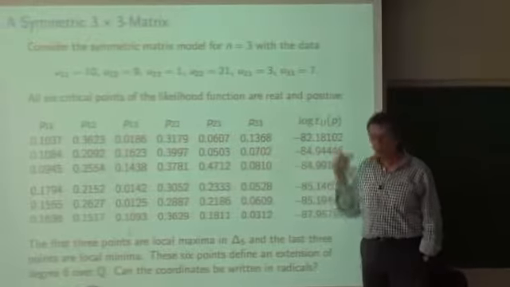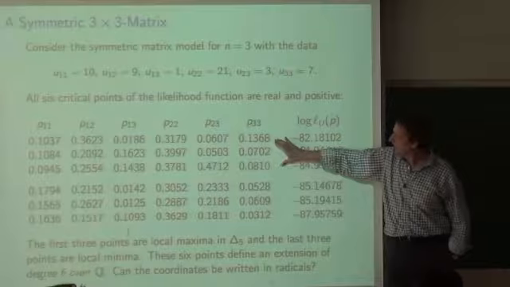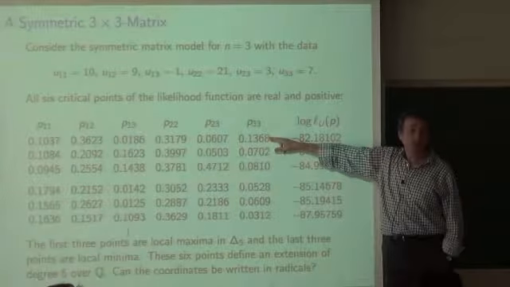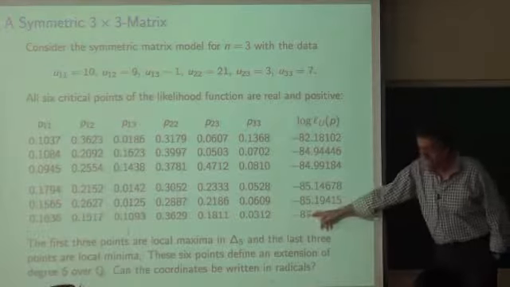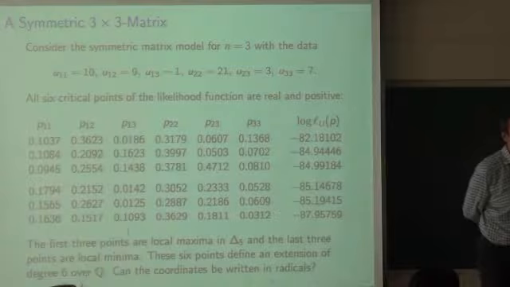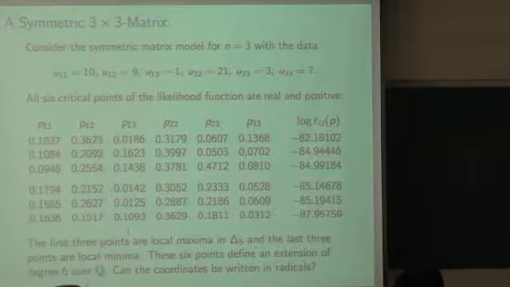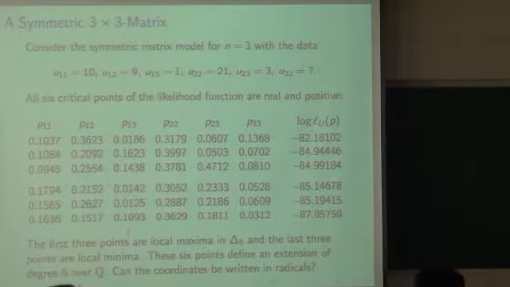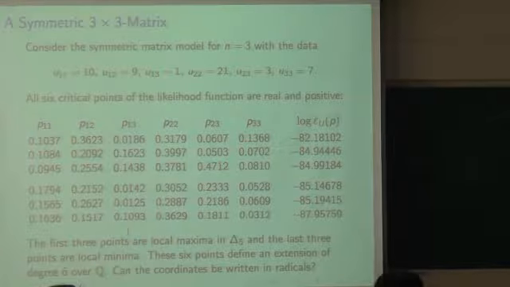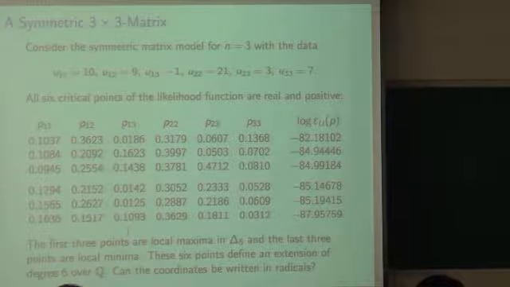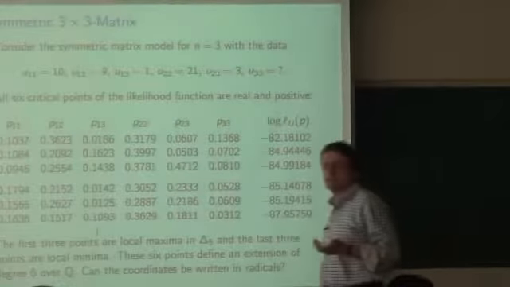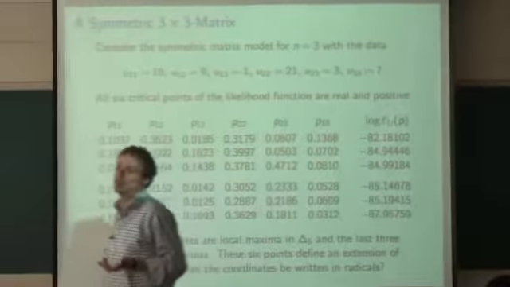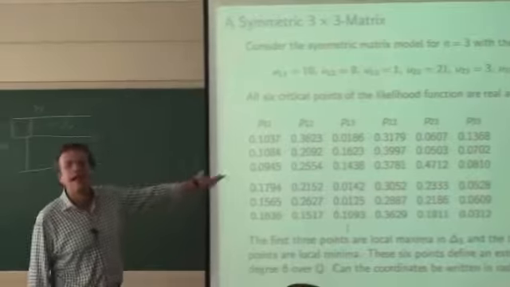These other 2 points are local maxima. So I have 3 local maxima, one of which is the global maximum. I have 3 local minima, and this is the worst point down here among the critical points. 3 local maxima, 3 local minima, for a total of ML degree 6 solutions. Now, can you write these coordinates in radicals? That's a crazy question that only an algebraist would ask. For a numerical person, this is the answer.